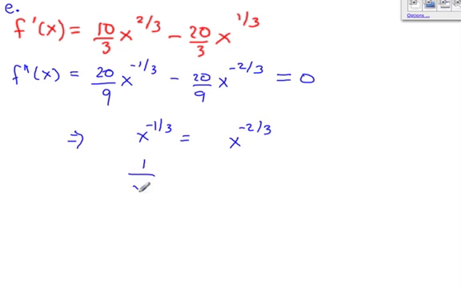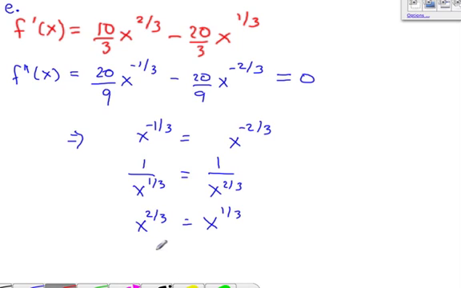So this is 1 over x to the 1/3. I hate negative exponents. This equals 1 over x to the 2/3. I can cross multiply, and you'll end up with x to the 2/3 equals x to the 1/3. Hey, I can just get rid of those negatives, can't I? I could have just raised it to the negative 1 on both sides, same thing. Now you could raise it to the power of 3. I think we've done that a few times now. And we get x squared equals x.